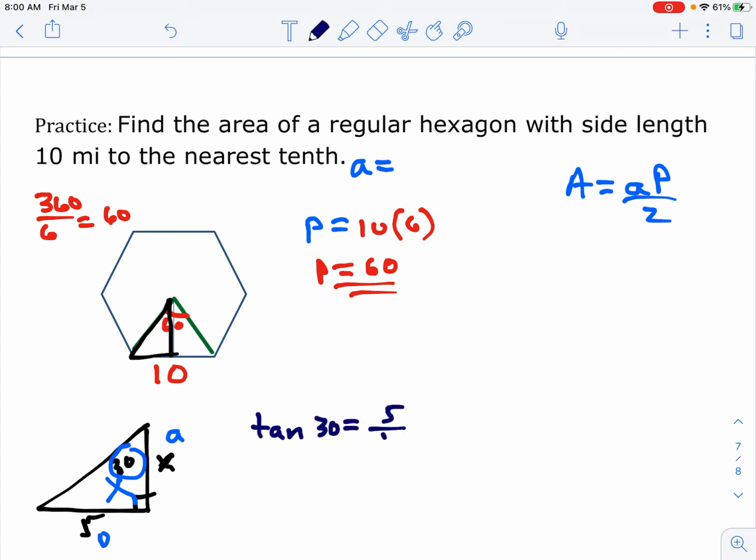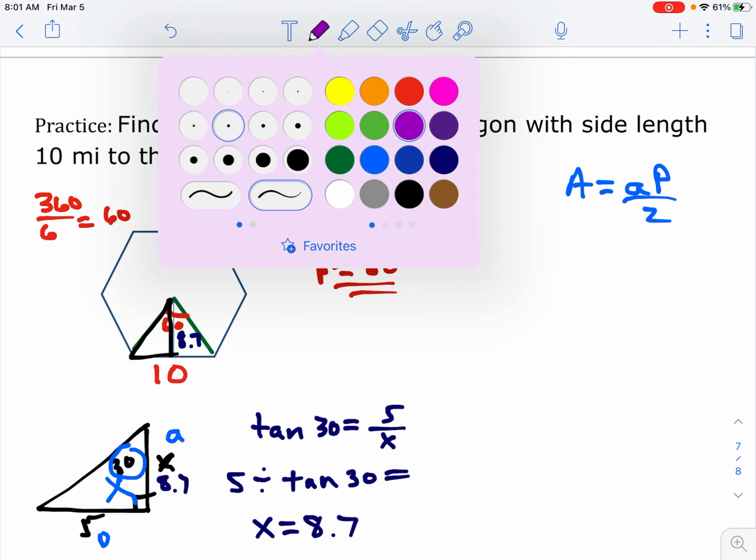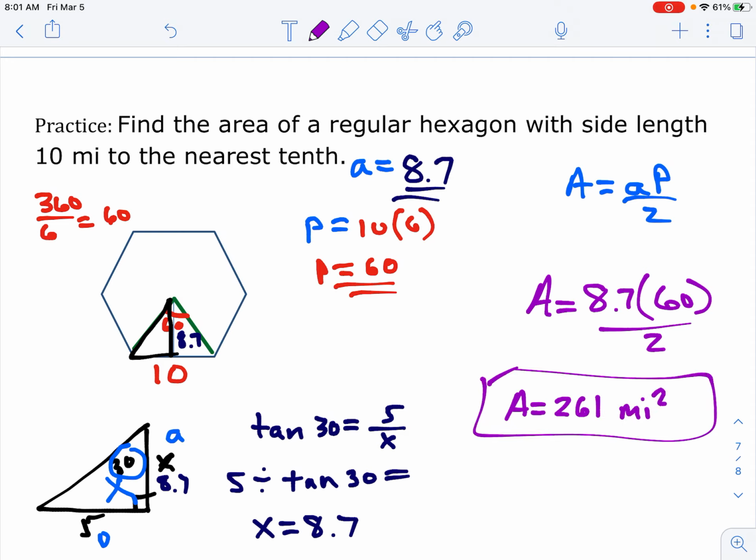Tan 30 equals 5 over X. Remember, that's a division, so 5 divided by tan 30 will tell us that X is going to be 8.7. Now remember, 8.7, that's our vertical piece, so that's our apothem right there. So we've got everything we need now for our formula. Let's go ahead and plug it in then. A equals, apothem was 8.7, perimeter was 60, and we're going to divide that by 2. That will give us approximately 261 for our answer.